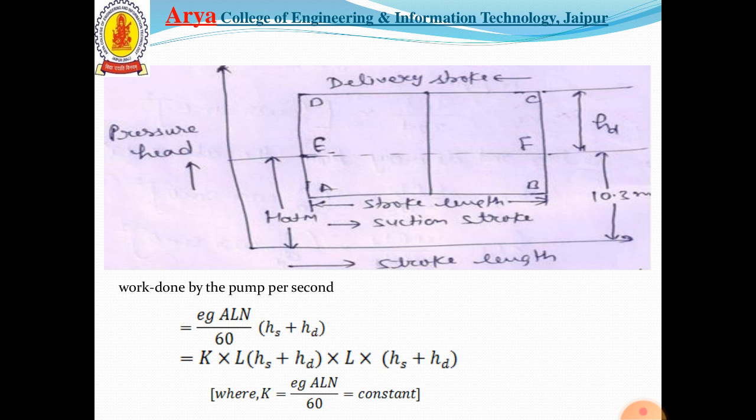having different variables and values like delivery stroke, suction stroke, stroke length, discharge head, suction head, pressure head and stroke length, etc. Work done by the pump per second equals rho g ALN upon 60 times (HS plus HD), as we have discussed earlier. Now we can say that it equals K into L into (HS plus HD), where K is rho g AN upon 60, that remains constant.